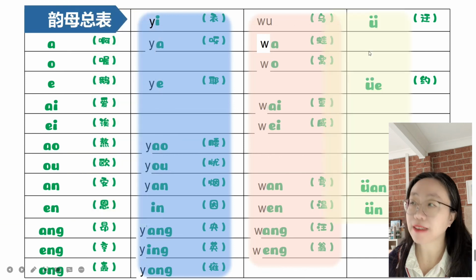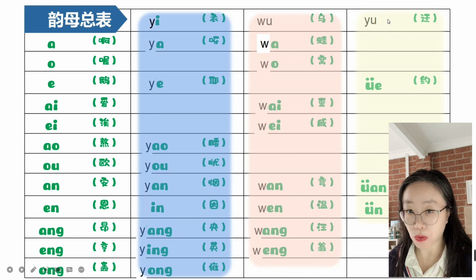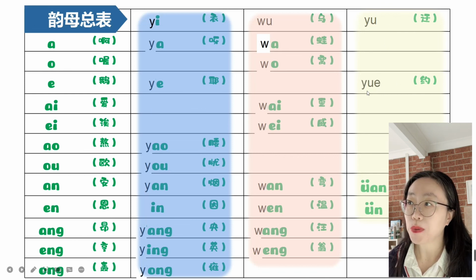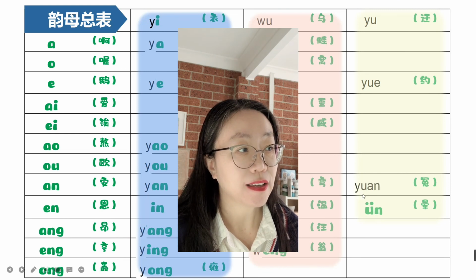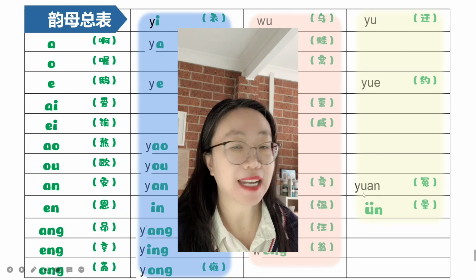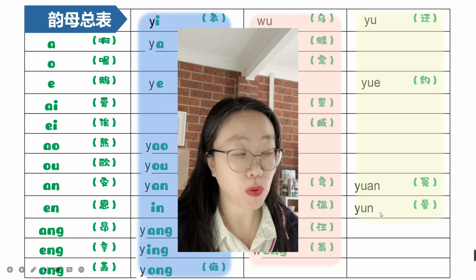And the last line, if without initials in front, we need to write it like yu. Be careful, this one looks like u, but actually it's yu, delete the two points in the head. So we still need to pronounce it yu. And the second one, yue. And the next one, yuan. It should be written like that, yuan. And the last one, yun.